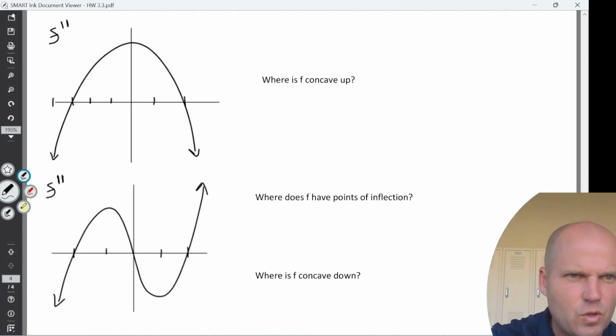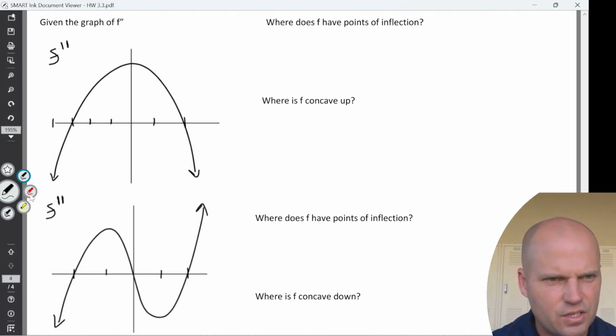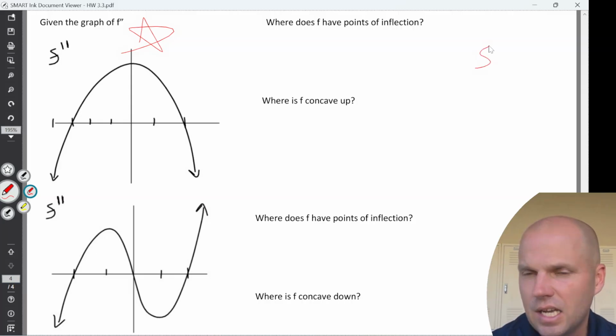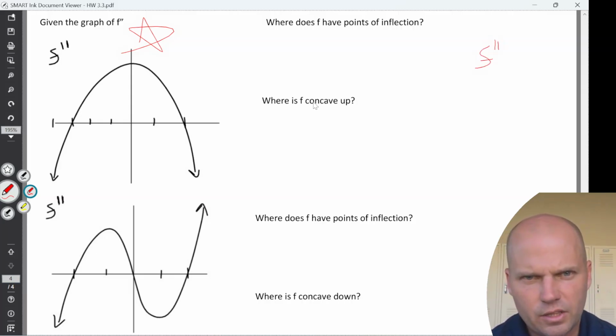Changing it up. What if I give you the graph of F double prime? This is a big star. Star, star, star, star, star. Change it up. Look at this question: when is F concave up? When F double prime is positive, F prime is increasing, F is concave up.